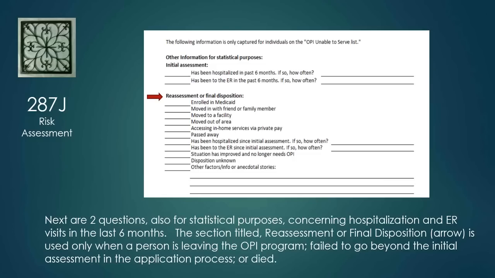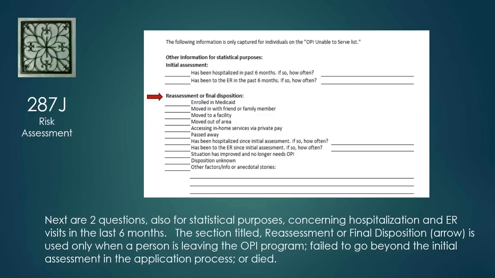Reassessment or Final Disposition, and on my PowerPoint slide I have a red arrow pointing to that section. This section is used only when a person is leaving the OPI program. So if they're going off the program, we'll want to do a new risk assessment and fill out this final disposition. Or if the person has failed to go beyond the initial assessment application process, or if they have died, we'll want to fill out the disposition.